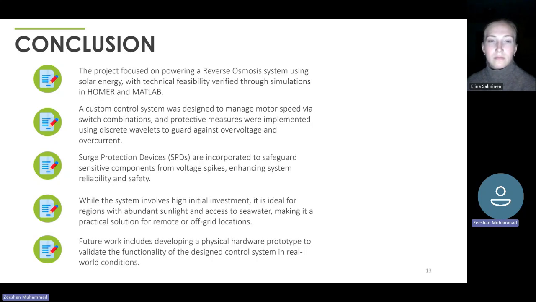While the system involves high initial investment, it is ideal for regions with abundant sunlight and access to seawater, making it a practical solution for remote or off-grid locations. Future work includes developing a physical hardware prototype to validate the functionality of the design control system in real-world conditions.